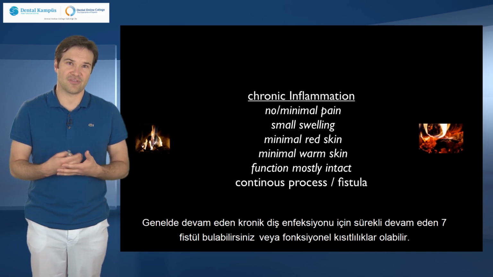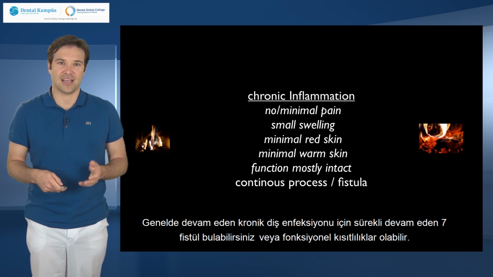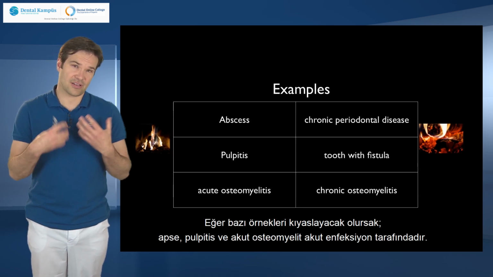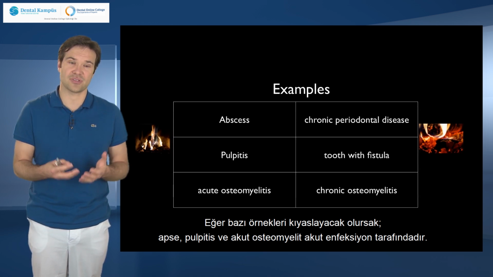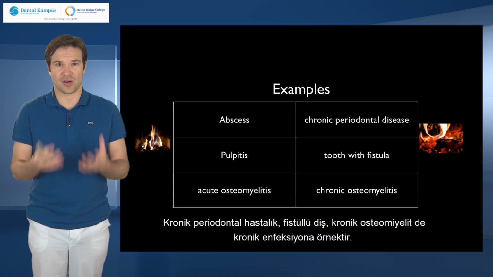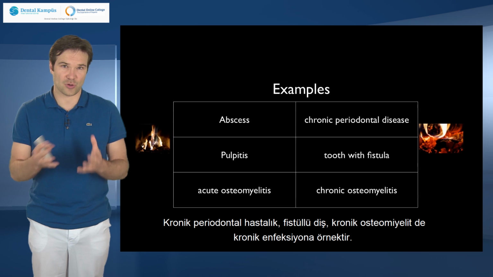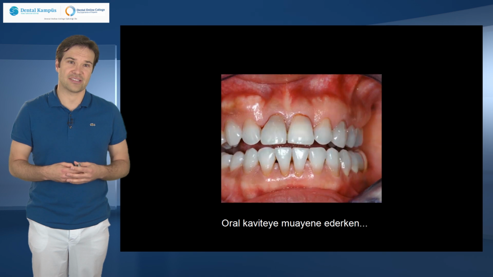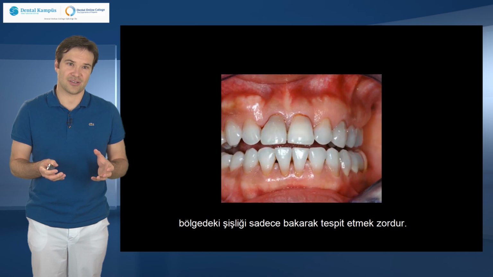Pretty often you can find a fistula, for instance, for a chronic tooth infection as a continuous process, and function limitations can still set in. So if you compare some examples, we have the abscess, the pulpitis, and the acute osteomyelitis on the acute inflammation side, whereas we have the chronic periodontal disease, the tooth with a fistula, or the chronic osteomyelitis on the chronic side of our inflammations.